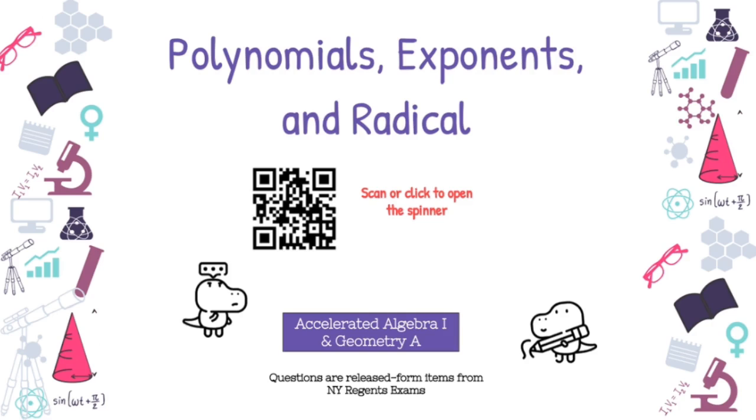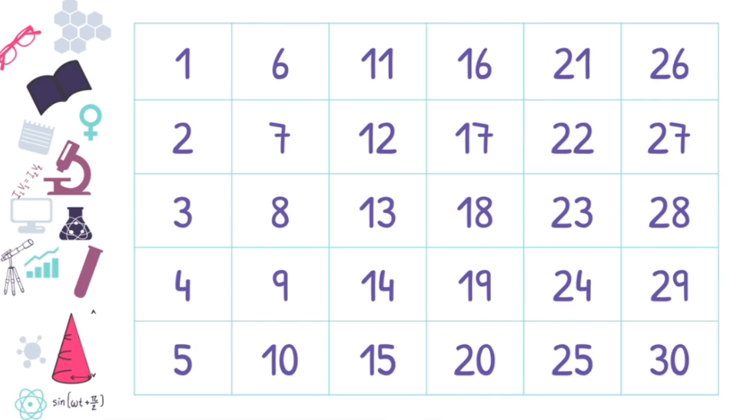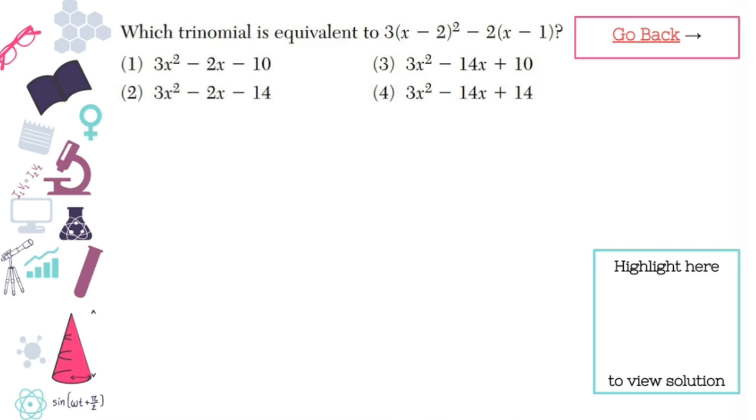Okay, we are back with a question from the Polynomials, Exponents, and Radicals problem set, and specifically we are going to look at question number 23. This question says, which trinomial is equivalent to, and we have a rather lengthy, unsimplified polynomial expression. And all of our answer choices are in standard form, and they look like they each have 3 terms. So we're going to need to look at this expression and decide how we can simplify this.